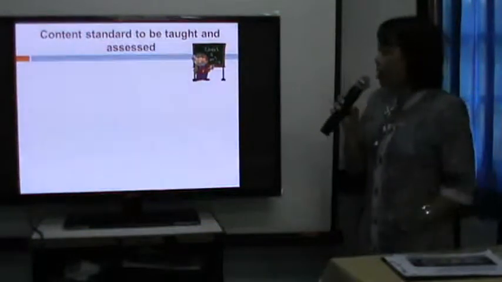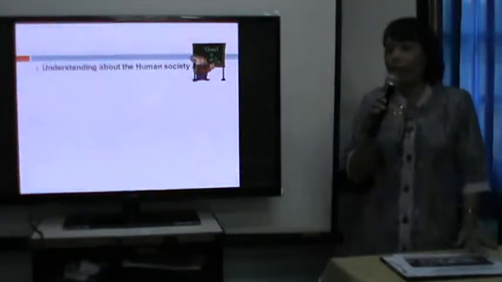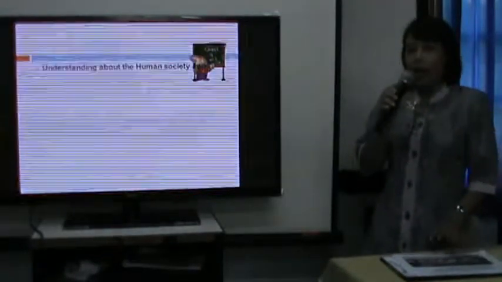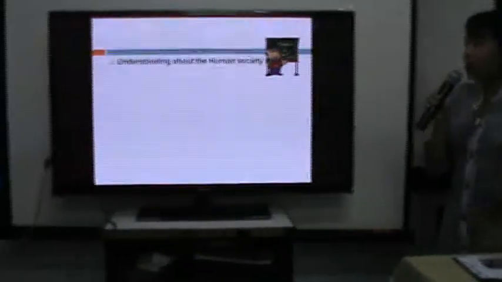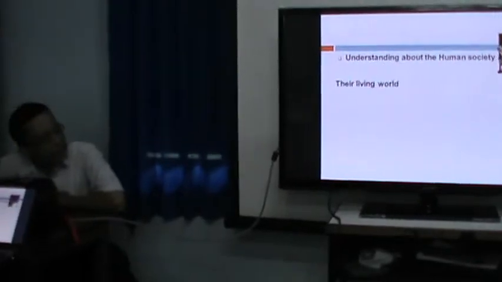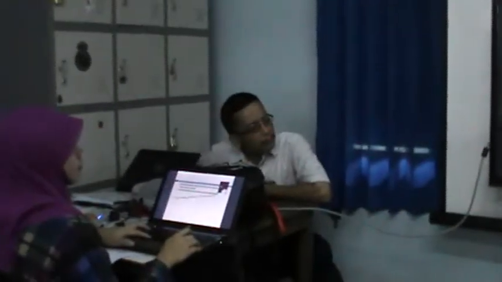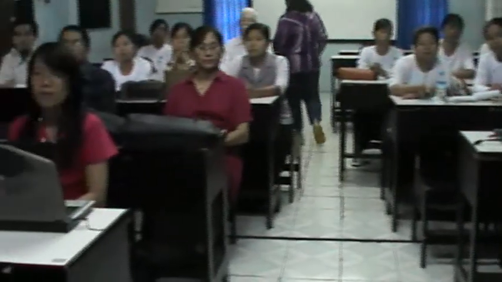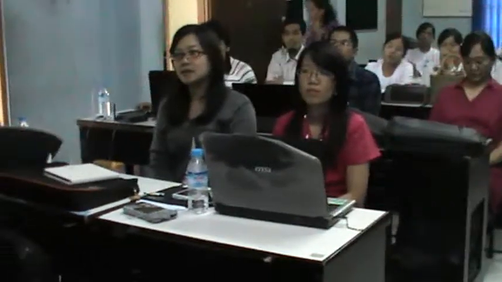Another one is the content standard to be taught and assessed. What we are teaching, we have the basic competency and standard competencies. The standard competency for the social studies subject is understanding about human society and human social interaction. For that, the students should have the knowledge that we human beings live in groups, possessing each distinct way of life, with distinct history, belief system, and cultural tradition. Humans practice different rituals and ceremonies, but human beings cannot live alone in their own groups. They have to connect with people in other groups.